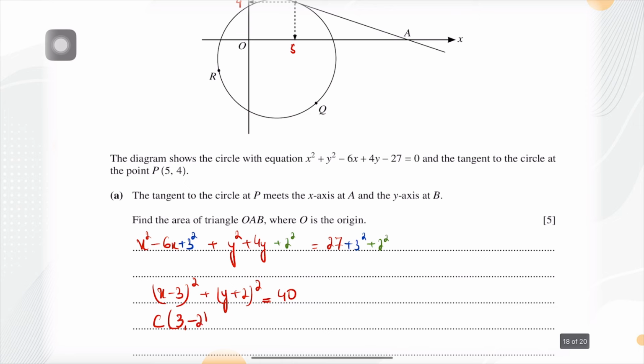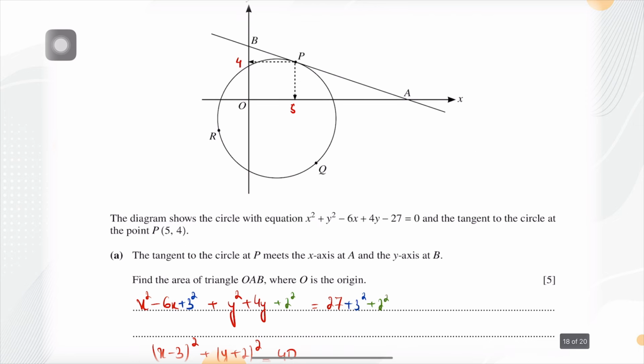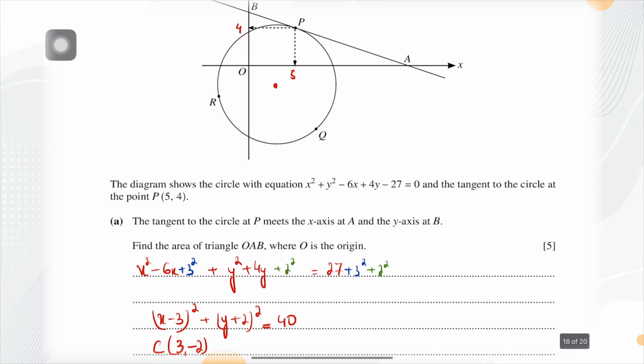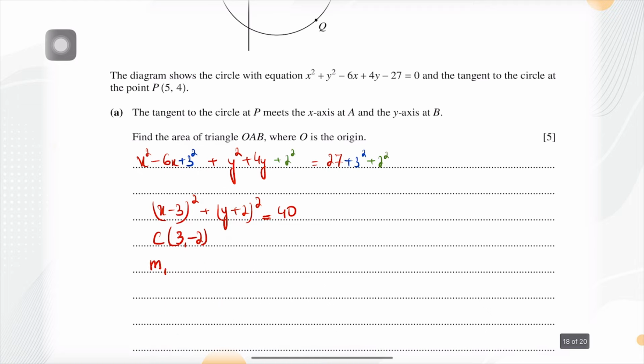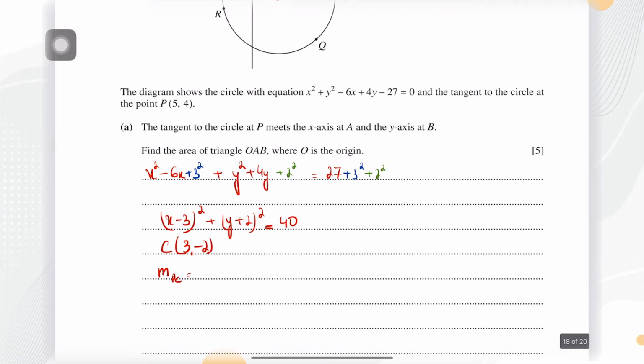Say (3, -2). So that means it's approximately somewhere over here. Let's call this point C. Let's find the gradient of PC, which is 4 minus minus 2 over 5 minus 3, since these are the coordinates of P. So 4 minus minus 2 is 6, 5 minus 3 is 2, and 6 upon 2 is equal to 3.